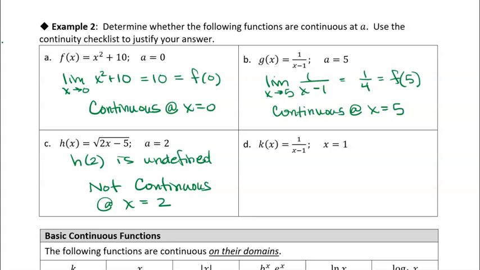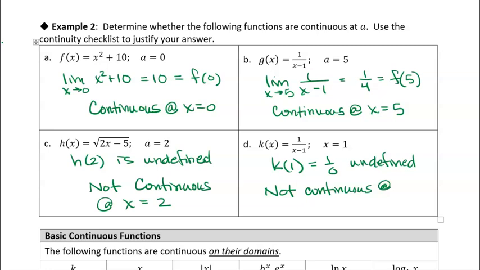Okay. So then let's look at the last one. Now we have a rational function, right? And the thing we have to be careful of here is we can't divide by 0. And again, you can see if we try to calculate, let's see, this is k at 1, right? We get 1 over 0, right? We try to just directly plug it in, and that is undefined. We can't divide by 0, so this function is not continuous at x equals 1. All right, pretty straightforward.